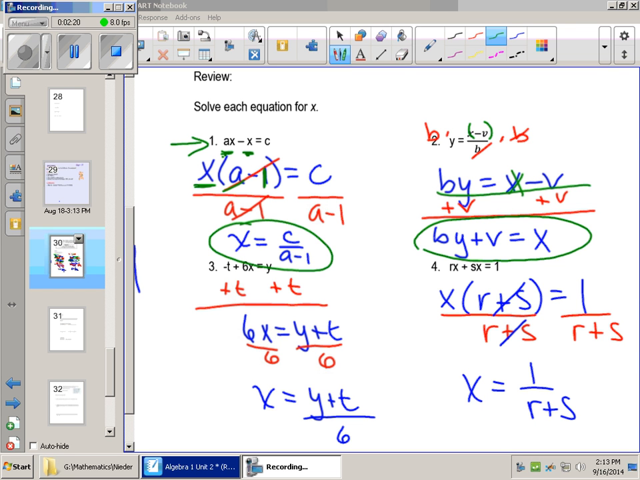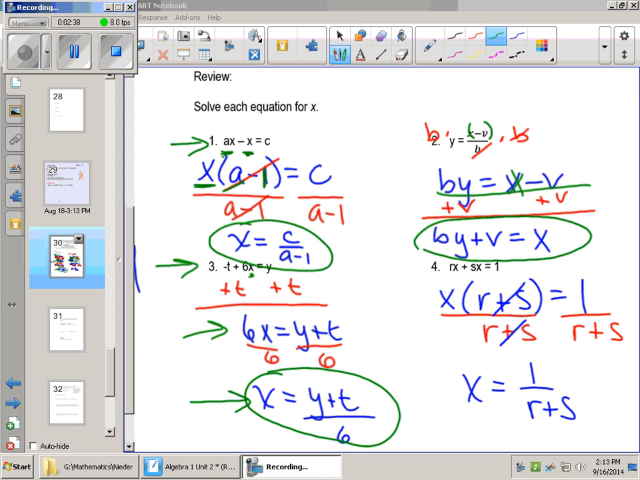All right, and then number 3. This one's probably the easiest one of them all. Hopefully everybody got number 3. We want to solve for this x right here, so the first thing we do is we added t to both sides, and then that gave you 6x equals y plus t. Then to get x by itself, you divided 6 on both sides, and then that gives you x equals y plus t divided by 6.